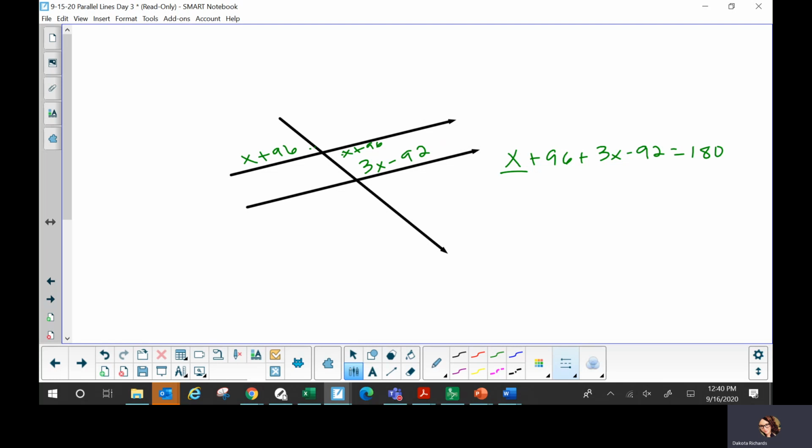All right, and then what's x plus 3x? 4x. What's 96 minus 92? Subtract 4. You get 4x equals 176. What's 176 divided by 4? Okay, and then when you go back and plug those in, you get your angle measures.